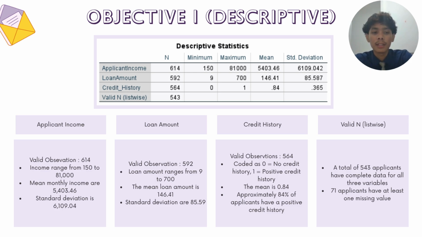Finally, let's look at the valid N listwise. The valid N listwise of 543 means that 543 applicants have complete data for all three variables: applicant income, loan amount, and credit history. The remaining 71 observations contain at least one missing value. So, the summary is that the descriptive statistics show that applicants have diverse income levels and loan amounts, while the majority of applicants have a positive credit history.